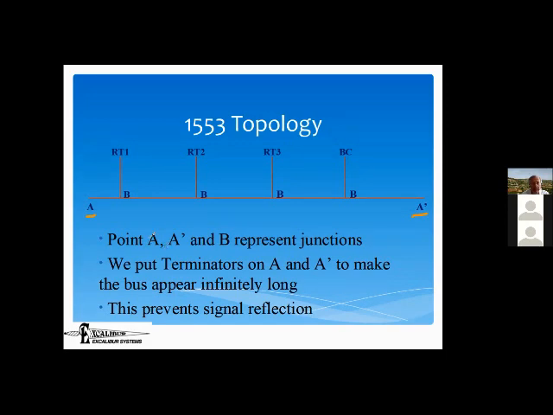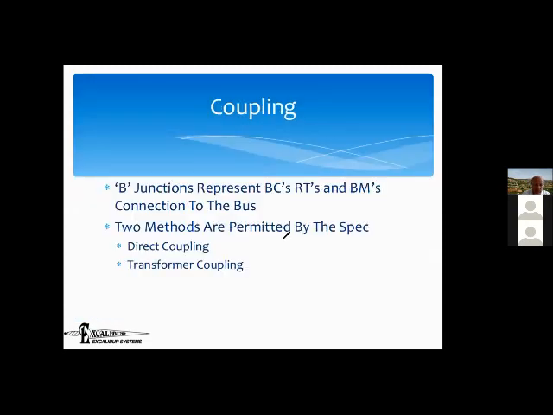And now, what about B? B, and there are 4 Bs here, and each of them represent how we connect a box, either an RT or a BC, or a monitor could be, to the bus. How does this connection work? Okay, so it turns out that's called coupling. And these junctions have to be coupled to the bus. And there are two methods that the spec mentions for how to couple, how to connect your box to the bus. And they're called direct coupling and transformer coupling.